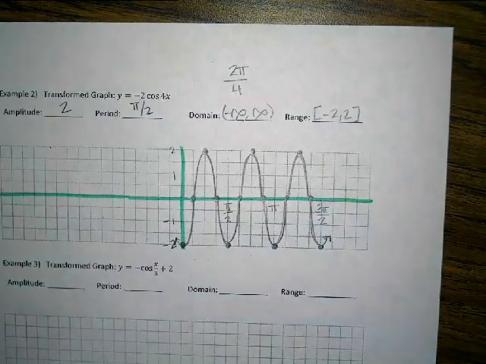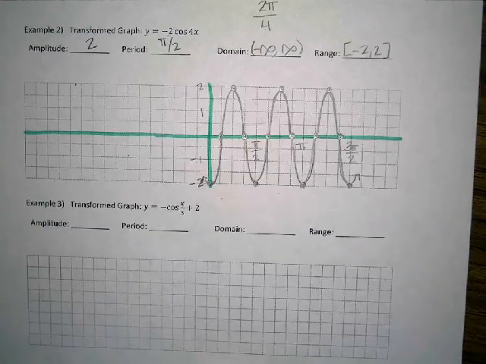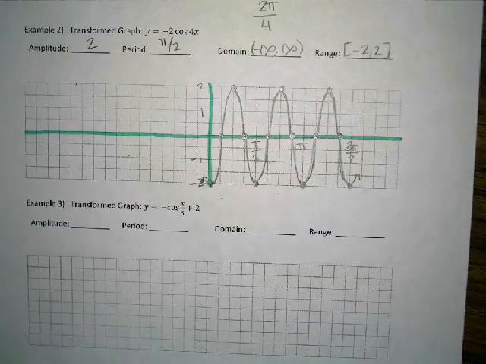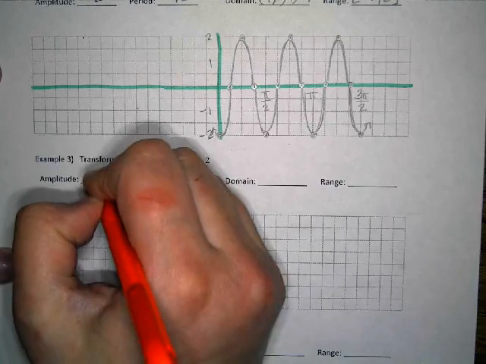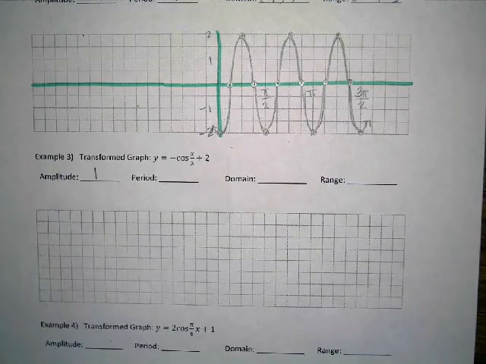What is the amplitude for number 3? 1. Anyone know the period for number 3? Not 2 pi over 3. It's not pi over 3. It's 6 pi. Okay, so how do we get 6 pi? We've got to keep, change, flip.